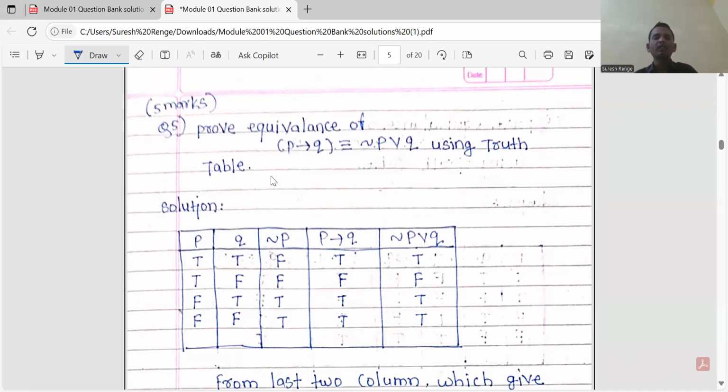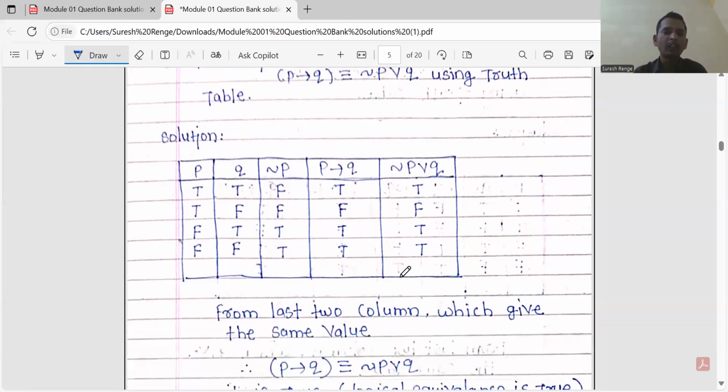So for 5 marks, prove the equivalence of this statement. In the first bracket, P implies Q is logically equivalent to negation P or Q. Using the truth table, prove that the equivalence is true. We want to prove the given equivalence is true. Okay, let us start to solve this equivalence by using the truth table.